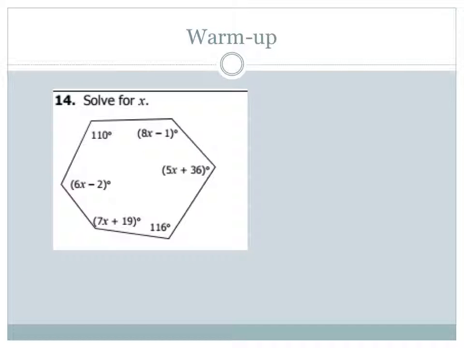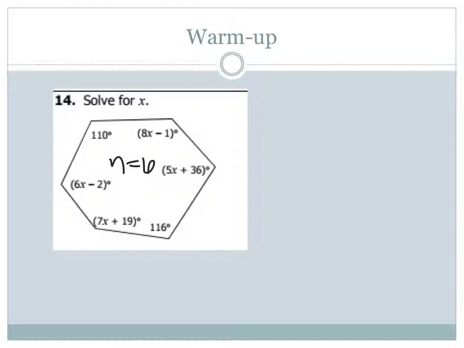Here's our warm-up question. We have to solve for x, and I give you all of the angle measures in one way or another. In order to solve this question, we need to know what every single angle actually adds up to begin with. So first things first, let's figure out how many sides this shape has. 6. All right, so I know that n has to equal 6.